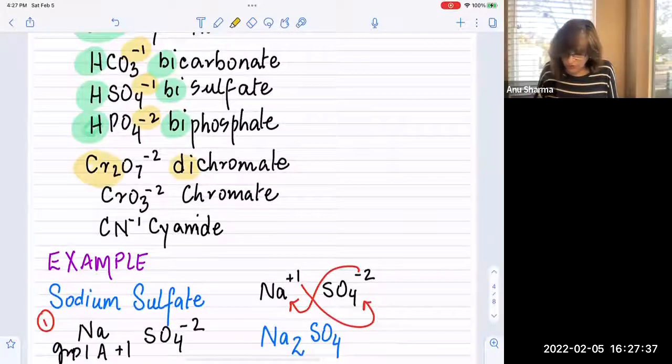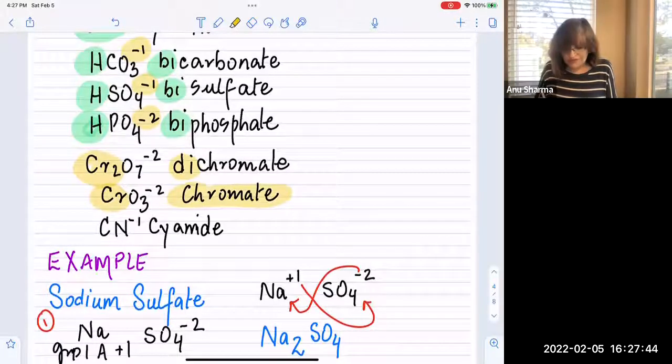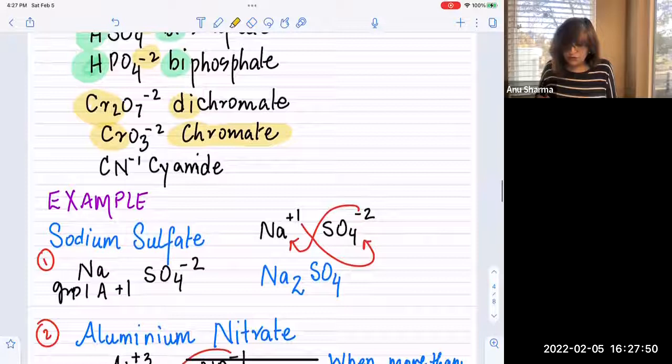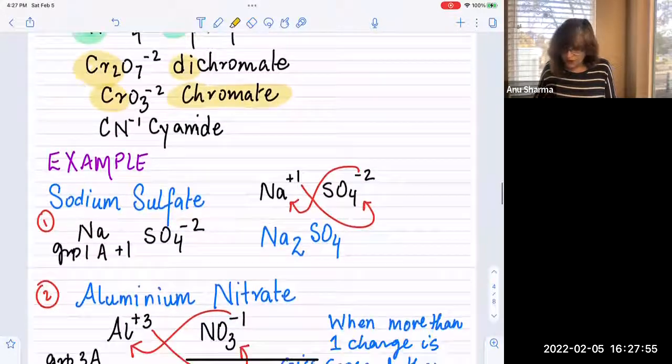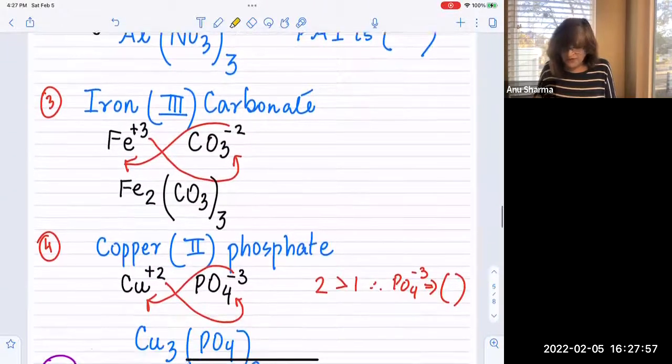Okay, now comes the dichromate. Dichromate is 2 chromiums and monochromate is just chromate. So just keep that in mind, Cr2O7 and CrO4, these are the chromium attached to oxygens. And then cyanide, CN minus, and so forth. So these polyatomic ions are very important.